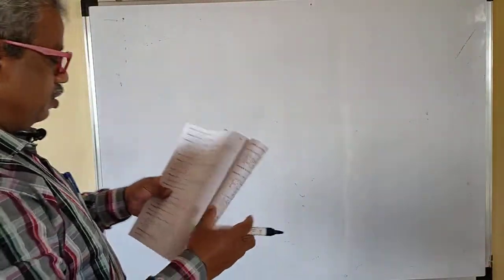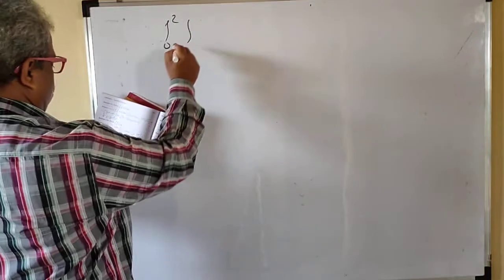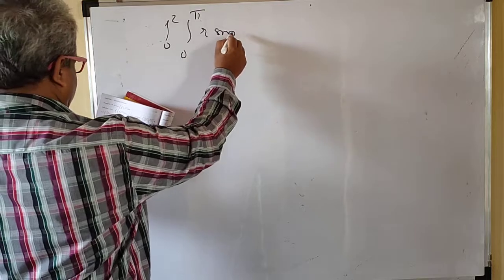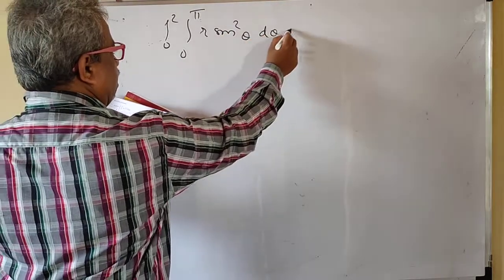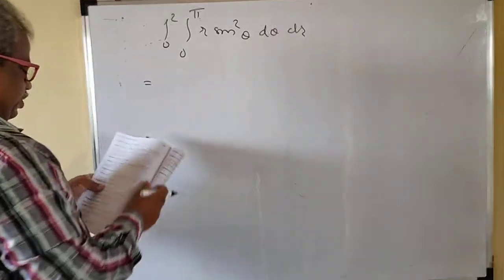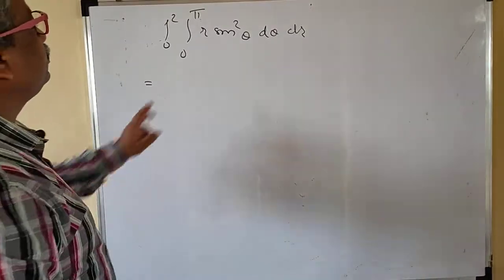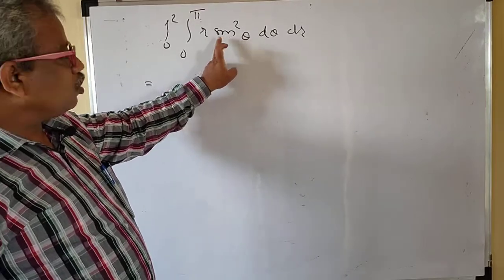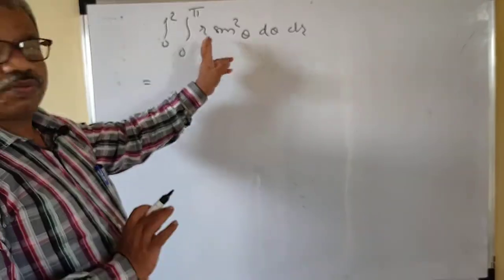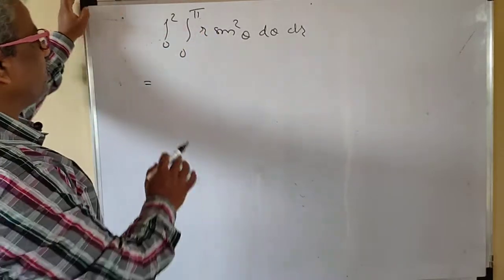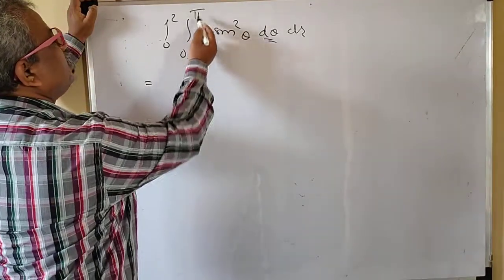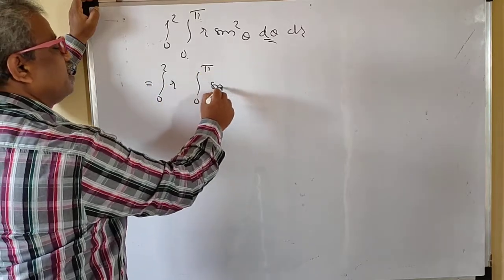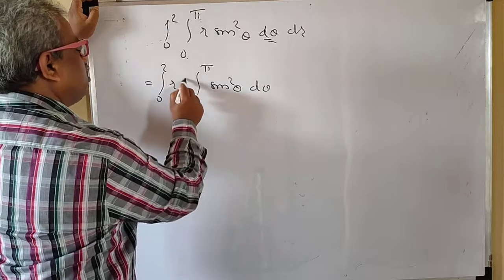We'll take one more problem. The integral from 0 to 2, 0 to pi, of r sin square theta d theta dr. Now see here, this is r into sin square theta, the product of two separate functions. I can separate this, since the limits for theta are separate. So I can write this as the integral 0 to 2 of r dr, times the integral 0 to pi of sin square theta d theta.